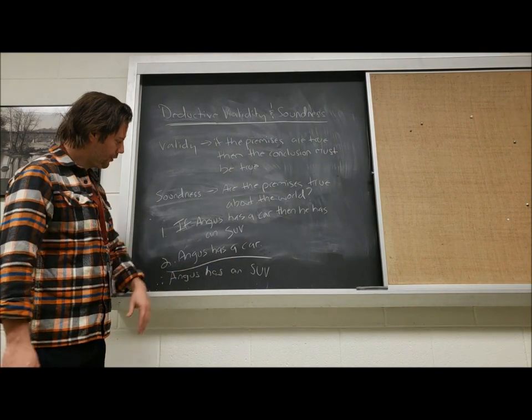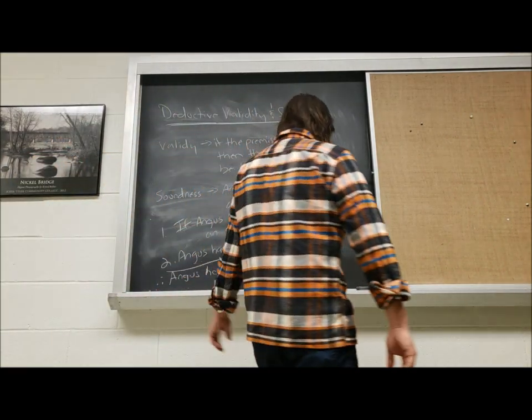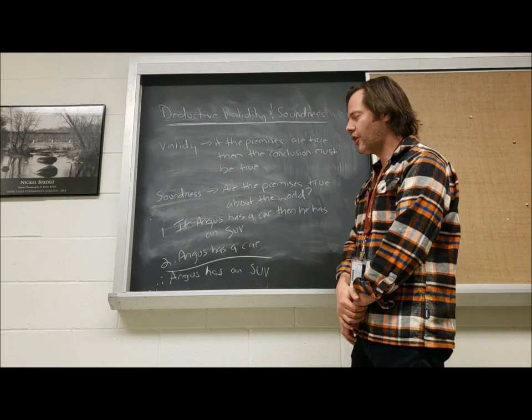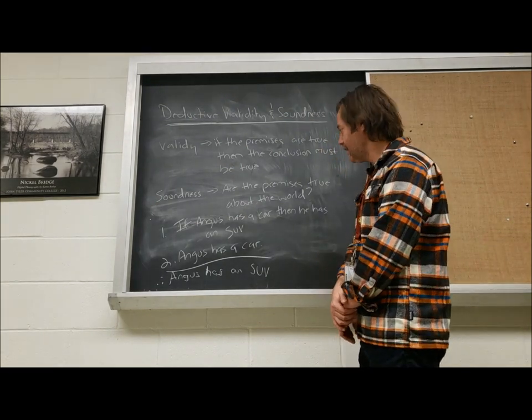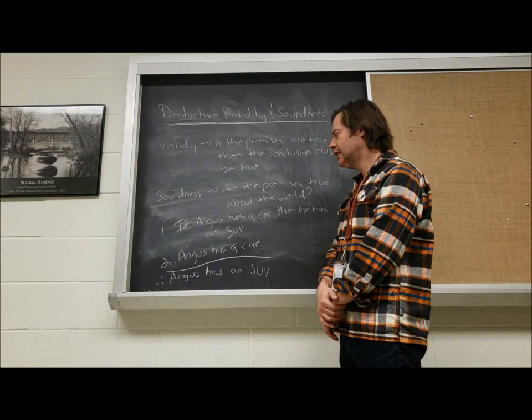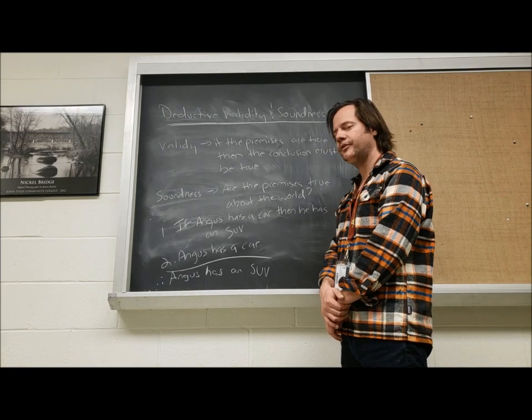So I have this little example here that I ran kind of out of room. I know it looks like a three-year-old was writing it. My fault. My left-handedness here. Let's take this example here. So let's say this is our argument. If Angus has a car, then he has an SUV. And then our second premise is Angus has a car, and then we must conclude, well, Angus has an SUV.